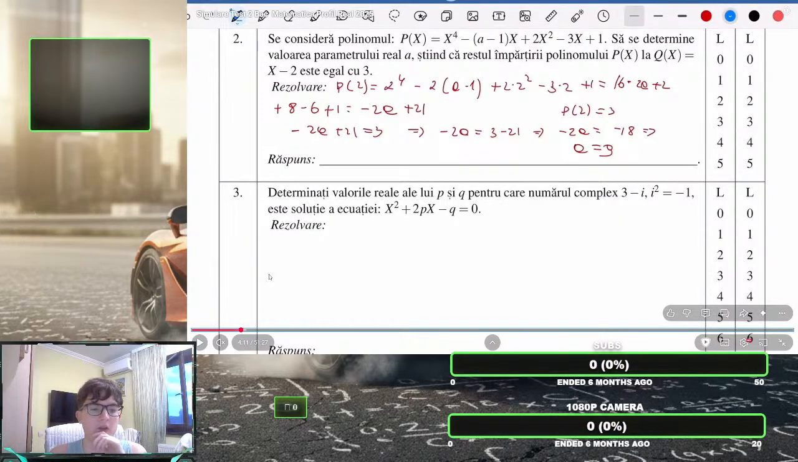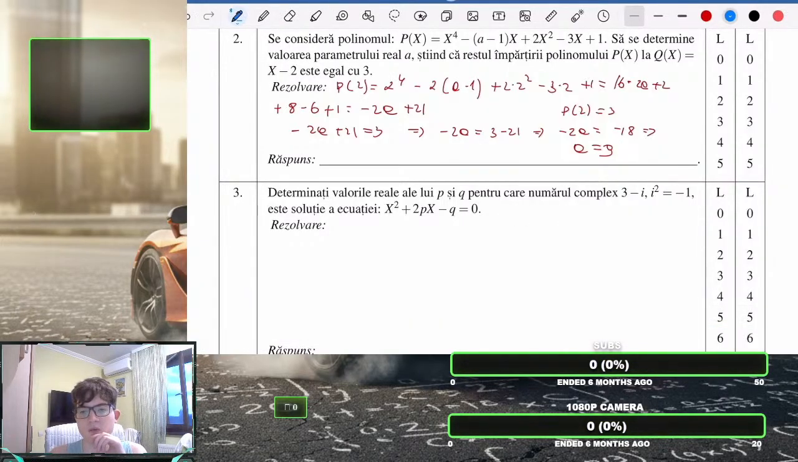Boom. In terms of exercise 3, find real values p and q, knowing that the complex number 3 minus i is a solution to the equation. I didn't encounter stuff like this, so I don't know exactly how this one is done, so might as well watch through to understand what we can do here. Find the real values of p and q for which the complex number 3 minus i is a solution to this equation.